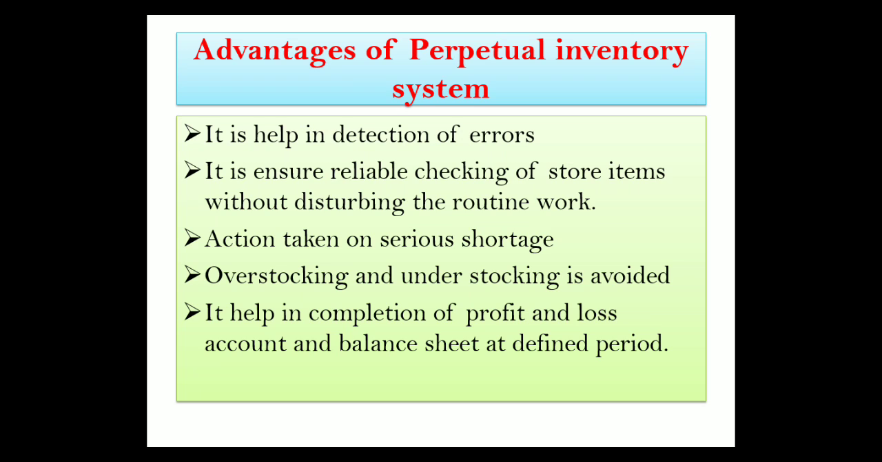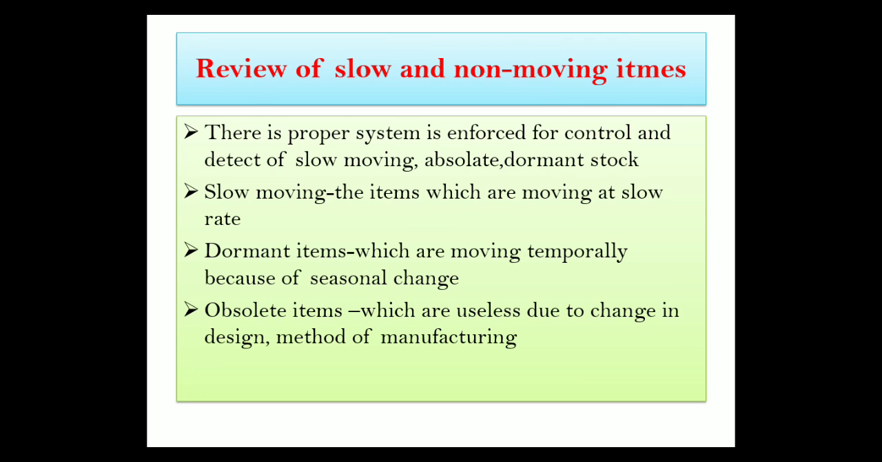It serves as a moral check on staff, thus serving as a deterrent to dishonesty. Overstocking and understocking are avoided because the perpetual inventory system covers verification of stock with regard to the maximum and minimum stock levels. It helps in completion of the profit and loss account and balance sheet at the defined period. Then the next technique is review of slow and non-moving items.